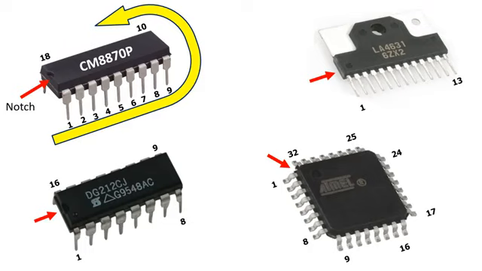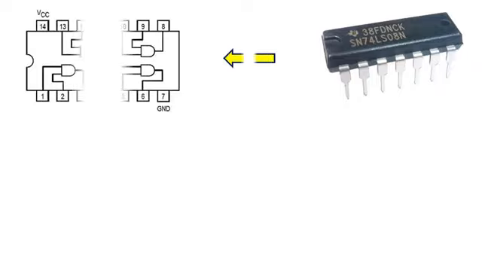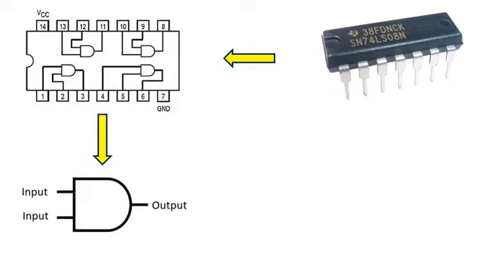Now let's look at what the internal structure of an integrated circuit is like. For example, let's look at the internal structure of the 74LS08. As you can see, this IC has a total of 14 pins. When we look at the internal structure, we see that there are 4 logic AND gates. This logic gate has 2 inputs and 1 output. If both inputs are logic 1, that is 5 volts, the output becomes logic 1, that is 5 volts. If any of the inputs is logic 0, the output is logic 0.